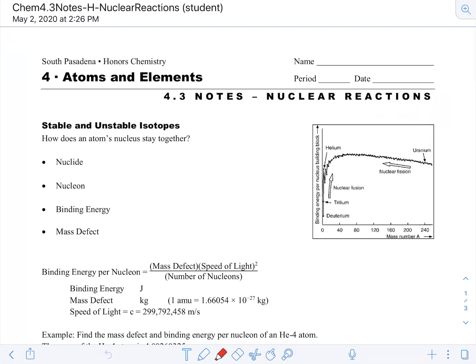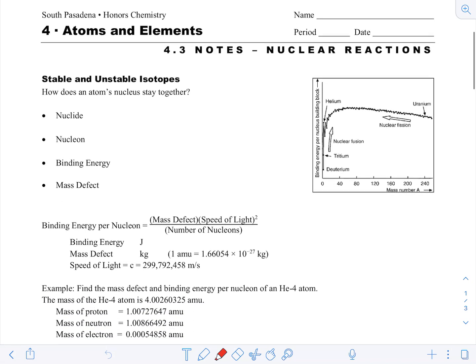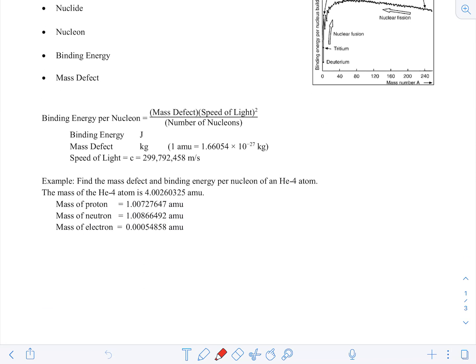Okay, so in this section, I just want to show you how to do a couple different calculations for your homework. The first one is going to be binding energy per nucleon, and I'm just going to go through the steps that it takes to solve this kind of calculation. So notice that binding energy per nucleon is mass defect times the speed of light squared over the number of nucleons. This first example problem, to help you with your homework, asks you to find the mass defect and binding energy per nucleon of a helium atom.